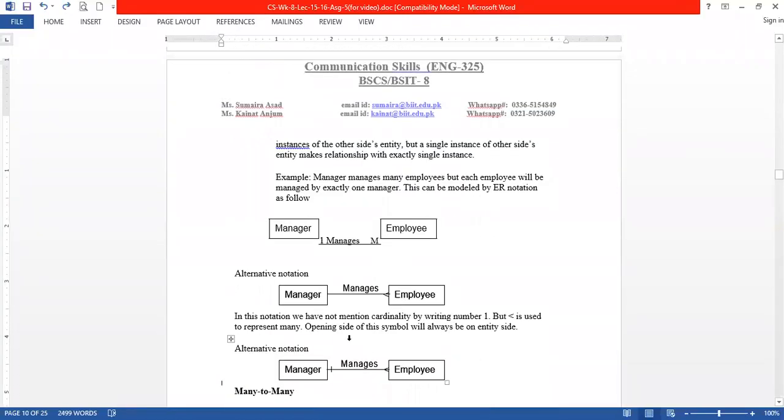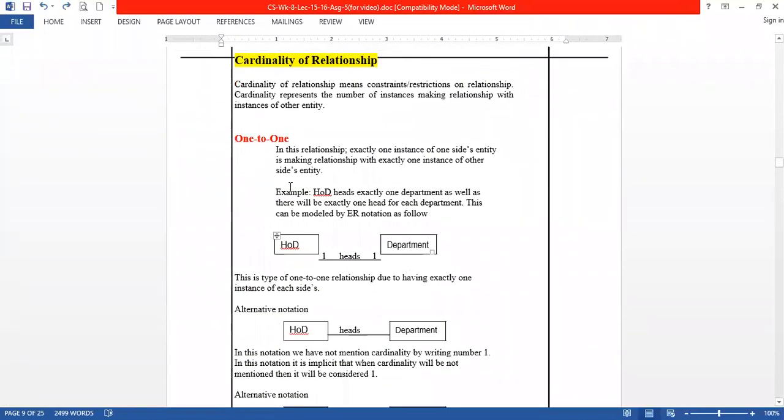So the first one is the one to one relationship, just like one HOD is head of one department. That is a one on one direct relationship जो हम पहले भी पिछली slides में discuss कर चुके हैं up to some extent. In this type of relationship there is exactly one instance on each side, that means one instance of one side entity is making the relationship with exactly one instance of another entity. So that is one on one or one to one relationship. Another notation is this way through which we can represent this relationship.